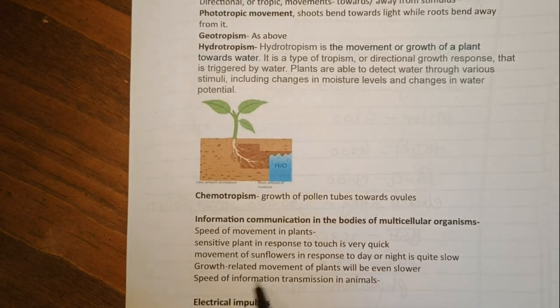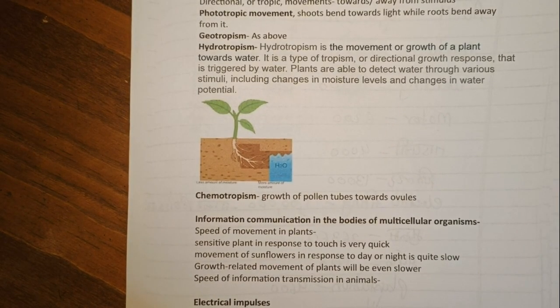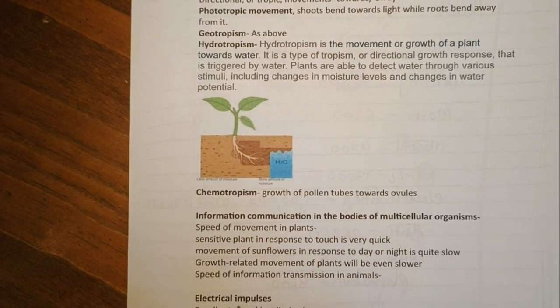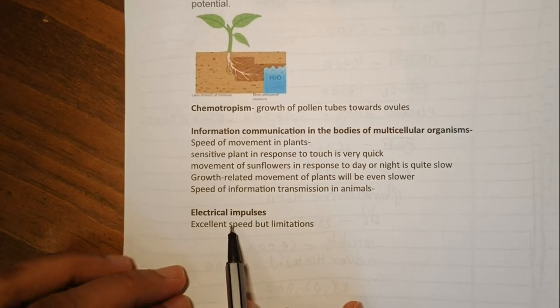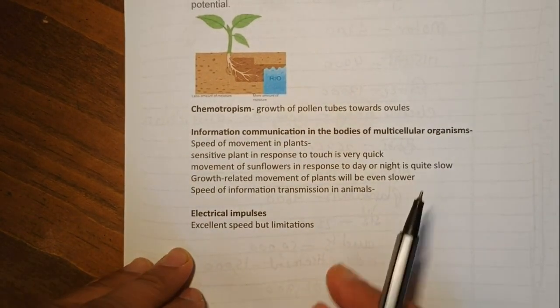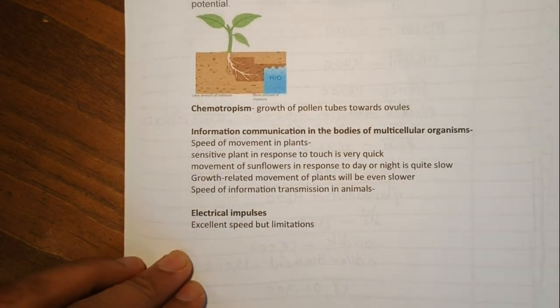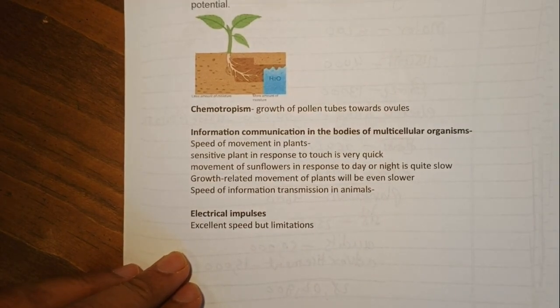So the speed is variable. The speed of information transmission in animals is similarly variable. So in animals, the information can be transmitted as an electrical stimulus. This is transmitted with excellent speed, but it has got its own limitations.